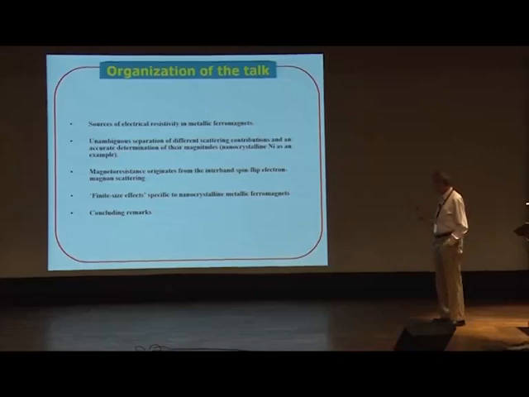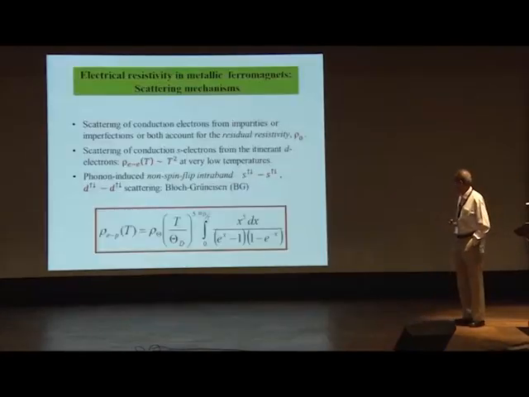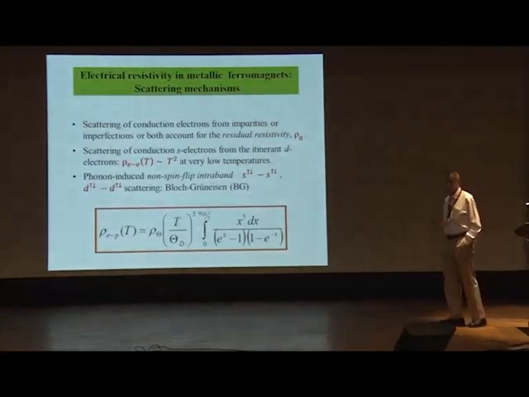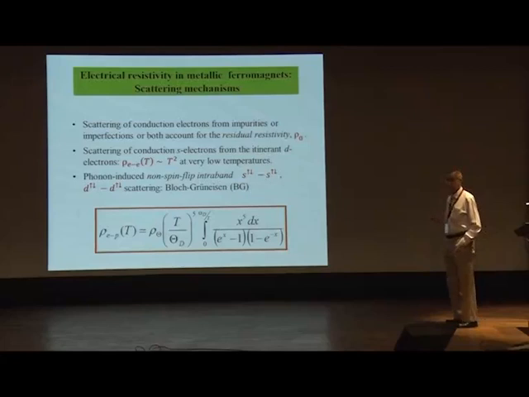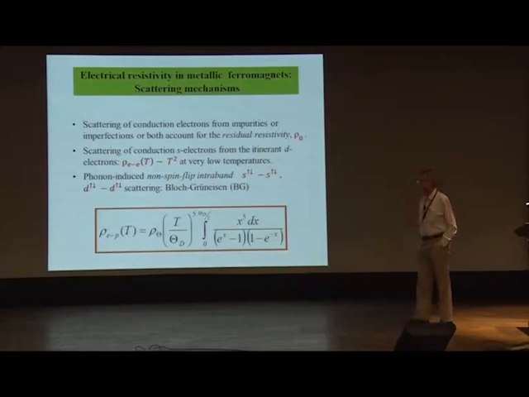I'll talk about the magnetoresistance later on, and then I'll show you what the finite size effects bring in. Most of you already know that the scattering of conduction electrons from impurities or imperfections or both give rise to what is called the residual resistivity. That is the value of resistivity as T approaches 0. It is limited by the scattering from imperfections or impurities.